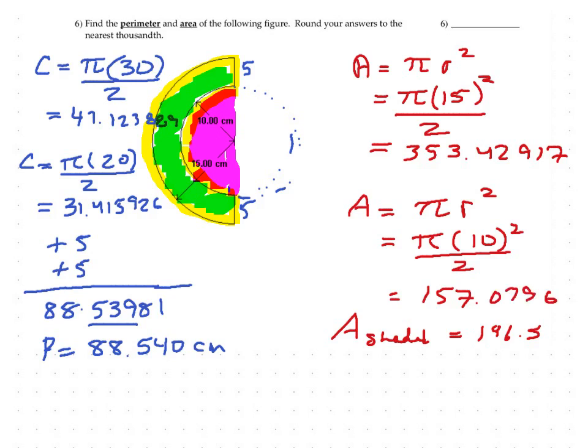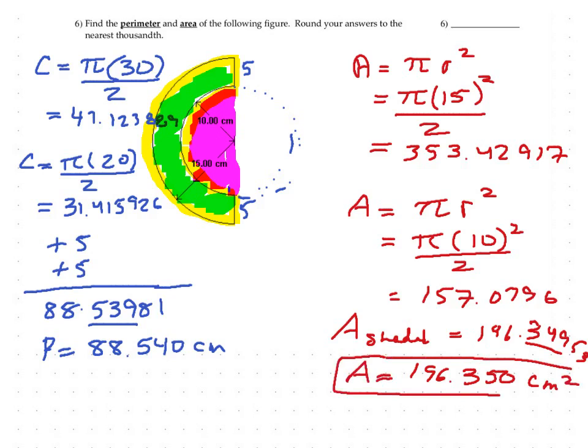Long and the short of it, 196.34953 is the difference. You round to the nearest thousandths. 349 plus 1 is going to become 350. So 196.350 centimeters squared. And that's the area of the green between the two semicircles.